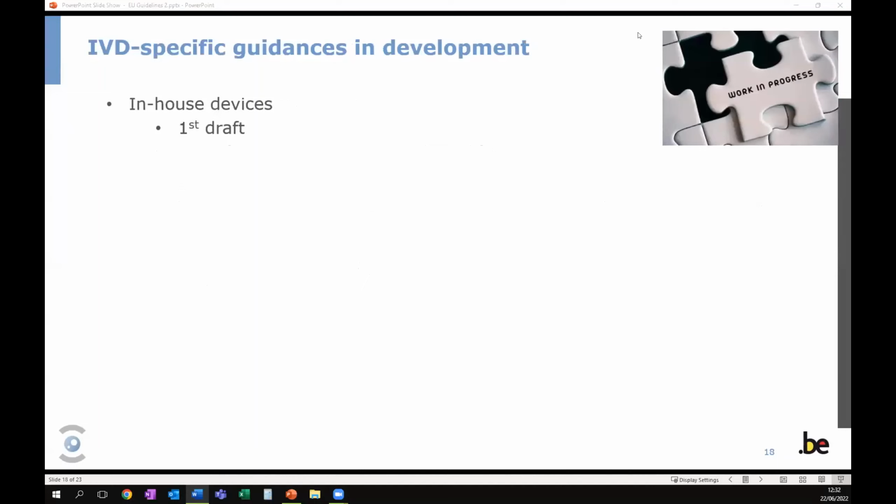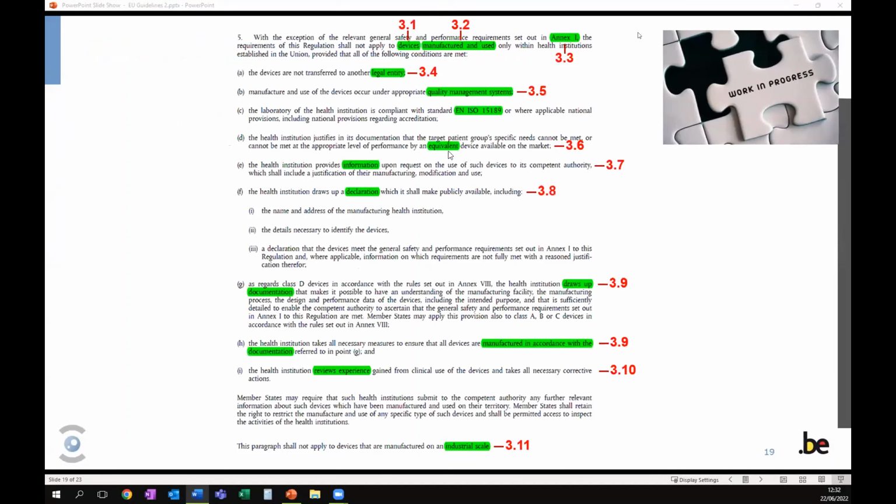So what about guidances in development? First, there is, of course, the guidance on in-house devices. So a first draft was being produced. And in this draft, so this is the article that talks about in-house devices in the IVDR, article 5.5, several terms have been identified that could do with some extra guidance. And actually, the numbers here refer to the headings in the guidance document that is to be drafted.